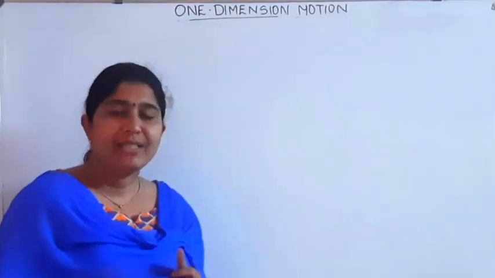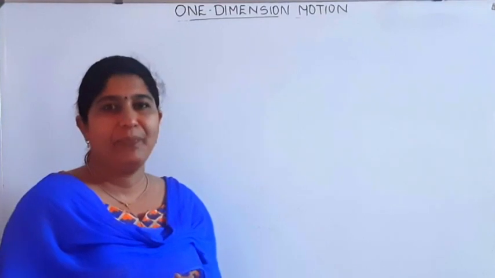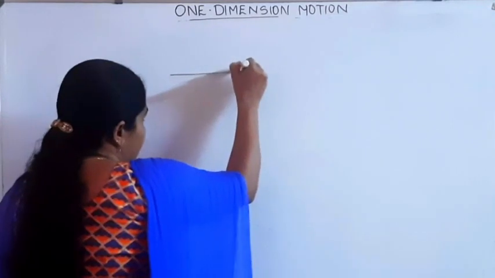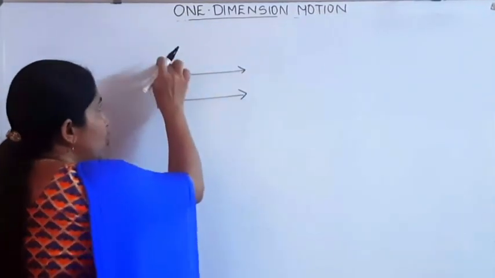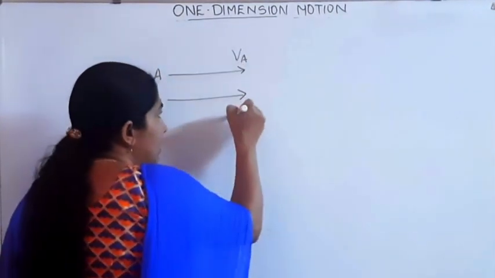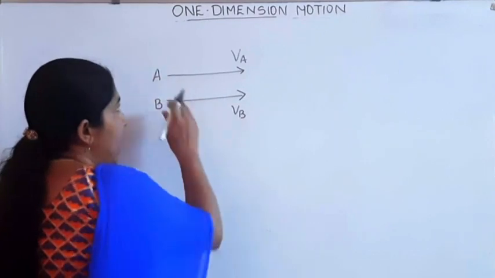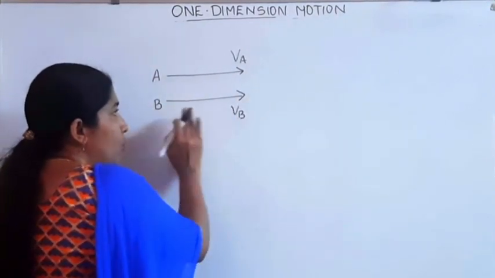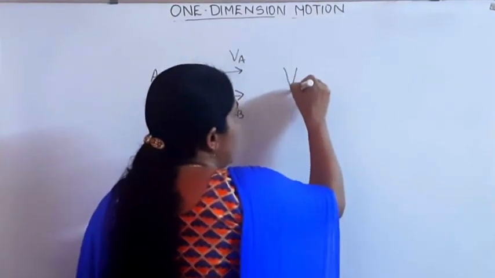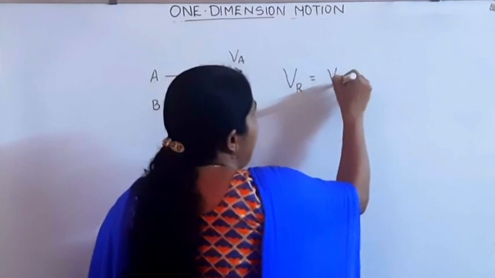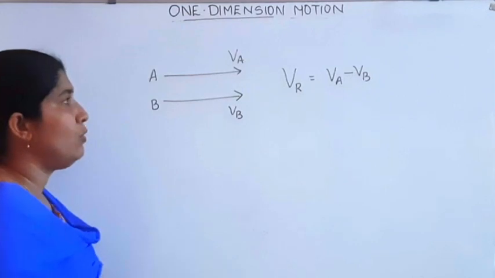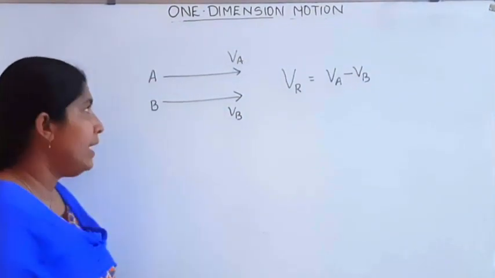Okay. Our next topic is relative velocity, when two bodies are moving in the same direction. For this, we consider two bodies A and B which are moving with velocity VA and VB. A moves with velocity VA and B moves with velocity VB in the same direction. Then relative velocity is equal to VA minus VB.